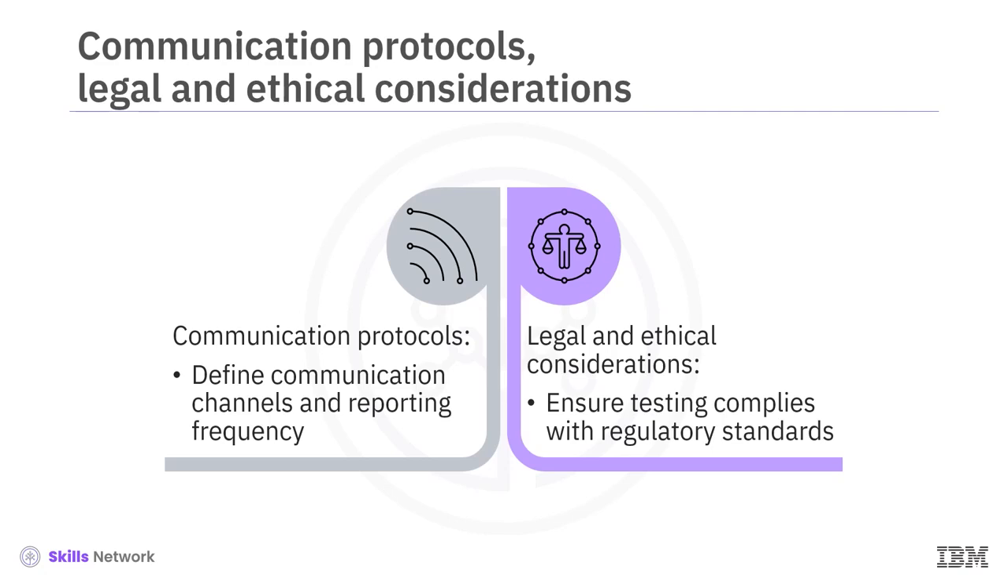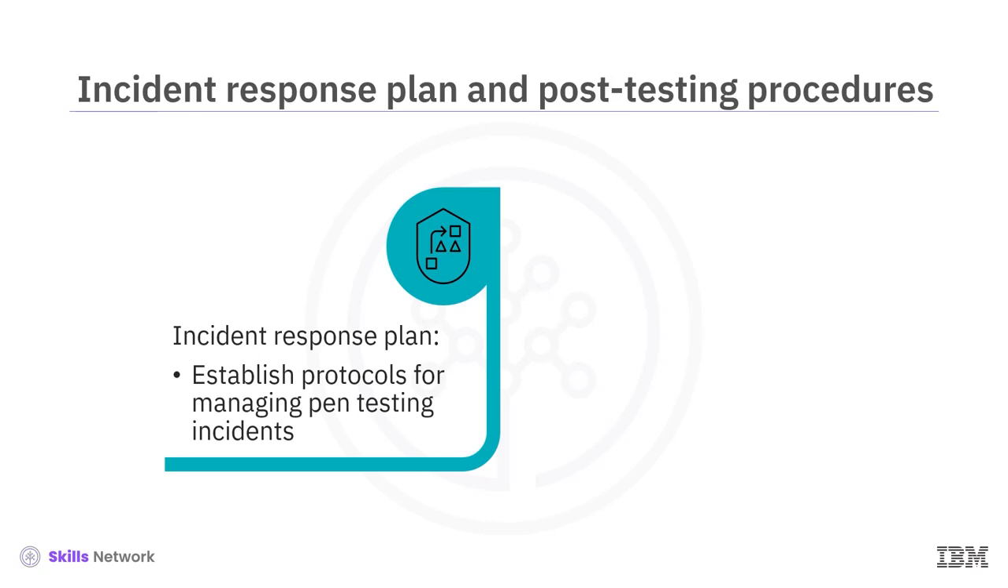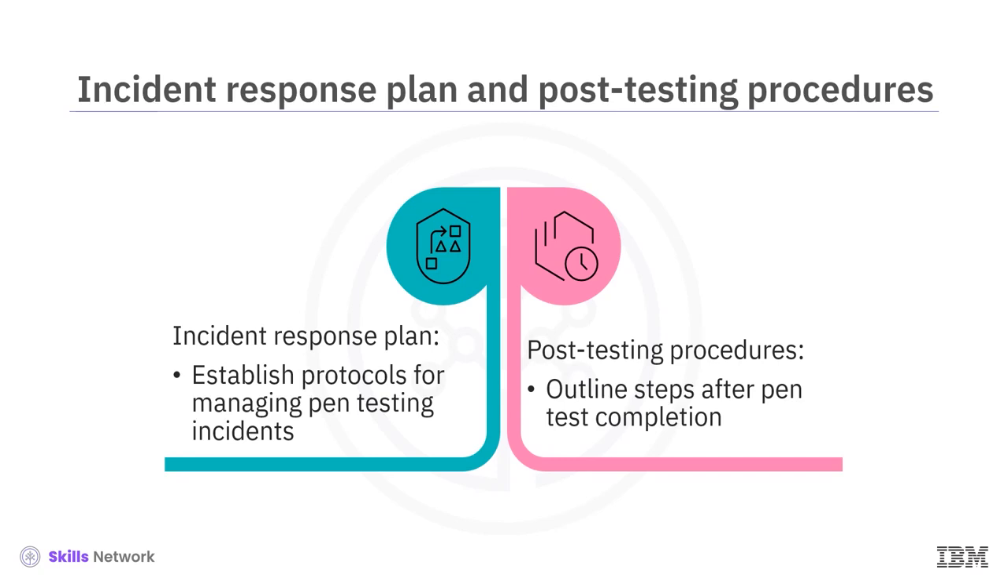Incident response plan establishes protocols for managing incidents that may arise during the pen test. This includes steps for containment, mitigation, and notification to appropriate stakeholders to ensure issues are promptly addressed without escalating into more significant problems. Post-testing procedures outline the steps to be taken once the pen test is completed, including the debriefing sessions, data analysis, and implementation of remediation measures based on the findings. This ensures that the pen test results in actionable improvements to the organization's security posture.